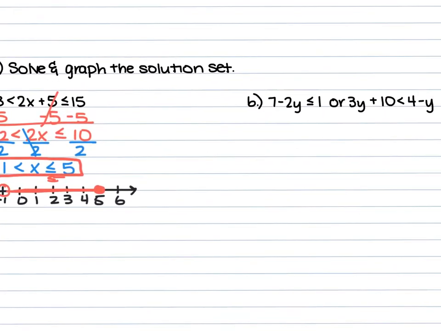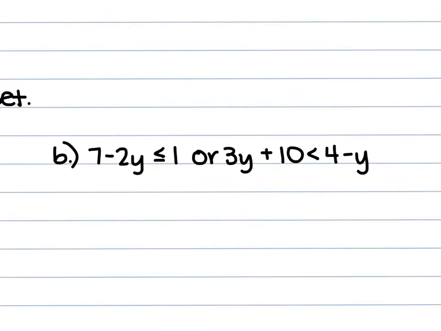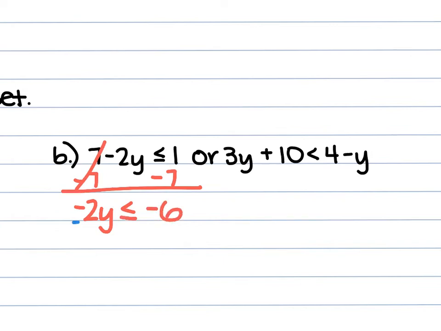When we look at this or statement here, we have 7 minus 2y is less than or equal to 1, or 3y plus 10 is less than 4 minus y. So first work with the 7 minus 2y is less than or equal to 1. What do we move over first? We're going to move that 7 over. So we're going to subtract each side by 7. We get negative 2y is less than or equal to negative 6. Then we're going to divide each side by that negative 2. We're dividing by a negative, so we're flipping that sign. So y is now greater than or equal to positive 3.